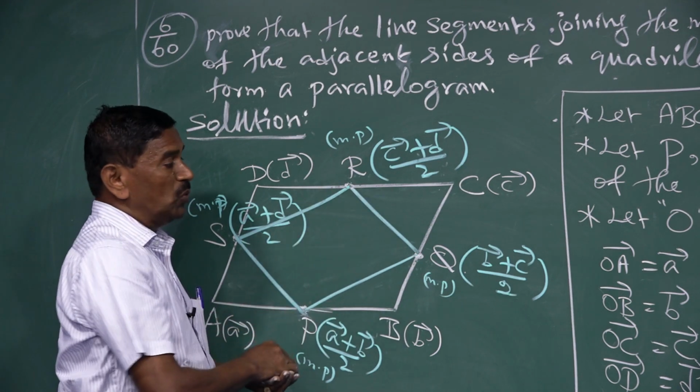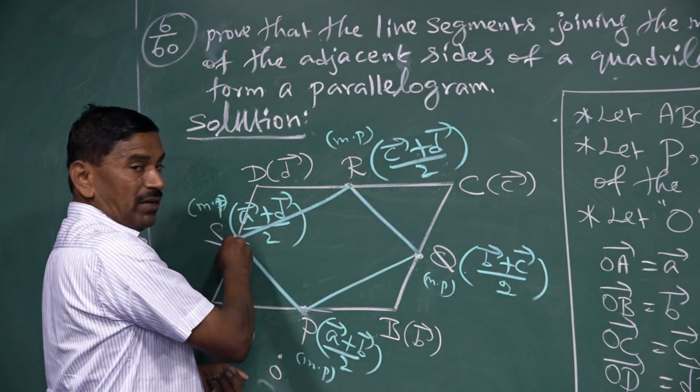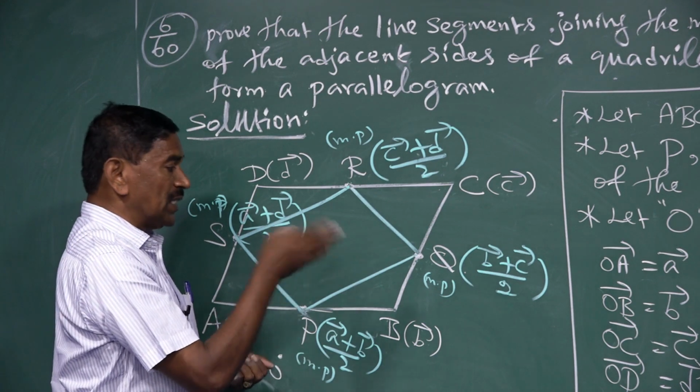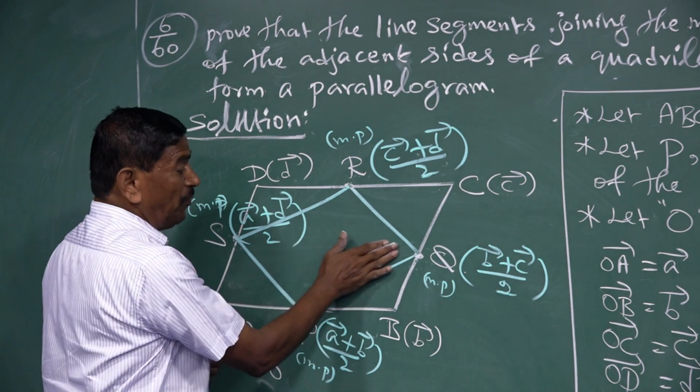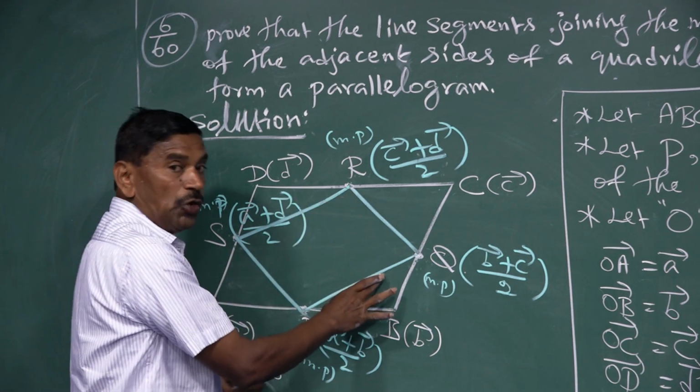Similarly, we can prove QR vector is equal to PS vector. So that is our aim. First let us prove PQ vector is equal to SR vector. First we take PQ vector.